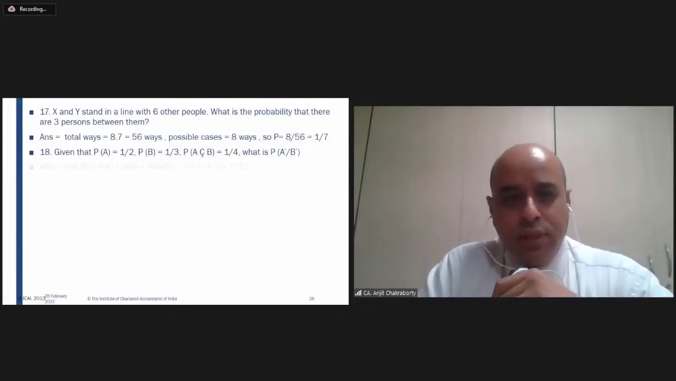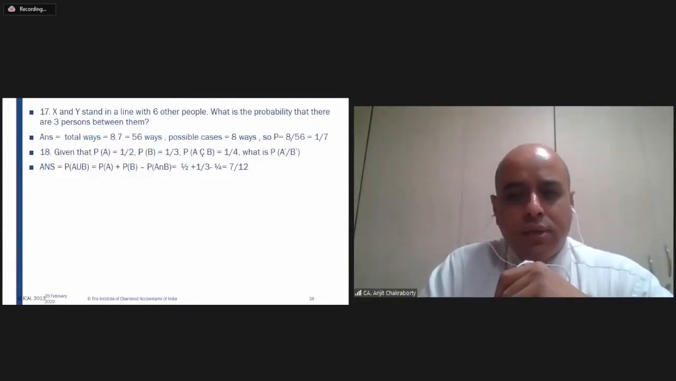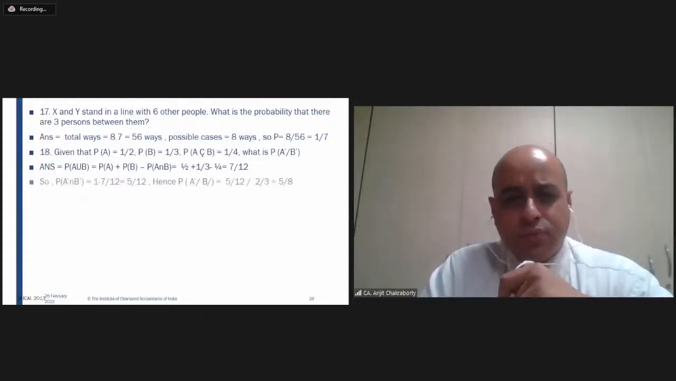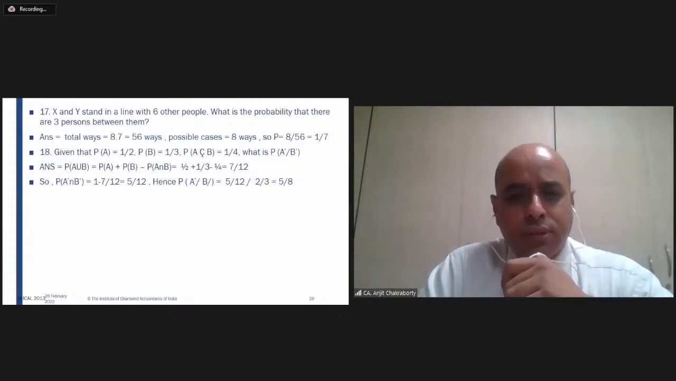The 18th question: P(A) equal to half, P(B) is 1 by 3, P(A intersection B) is given. You have to find P(A' | B'). This is just formula based. You can just work it out and you will get the answer. Okay, so just based on the formula.